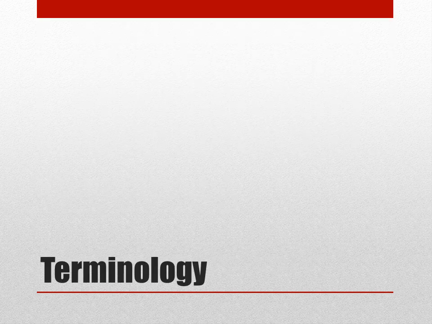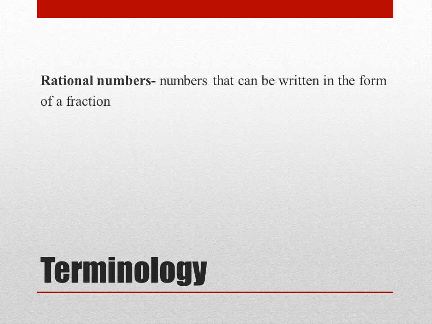So let's go over a little bit of terminology. It's really important that you know what we're saying to you when we use these things. So rational numbers are numbers that can be written in the form of a fraction. We talked about the real number system, rational and irrational numbers. So if you need a review on that, you can go ahead and look at your foldable about rational numbers.